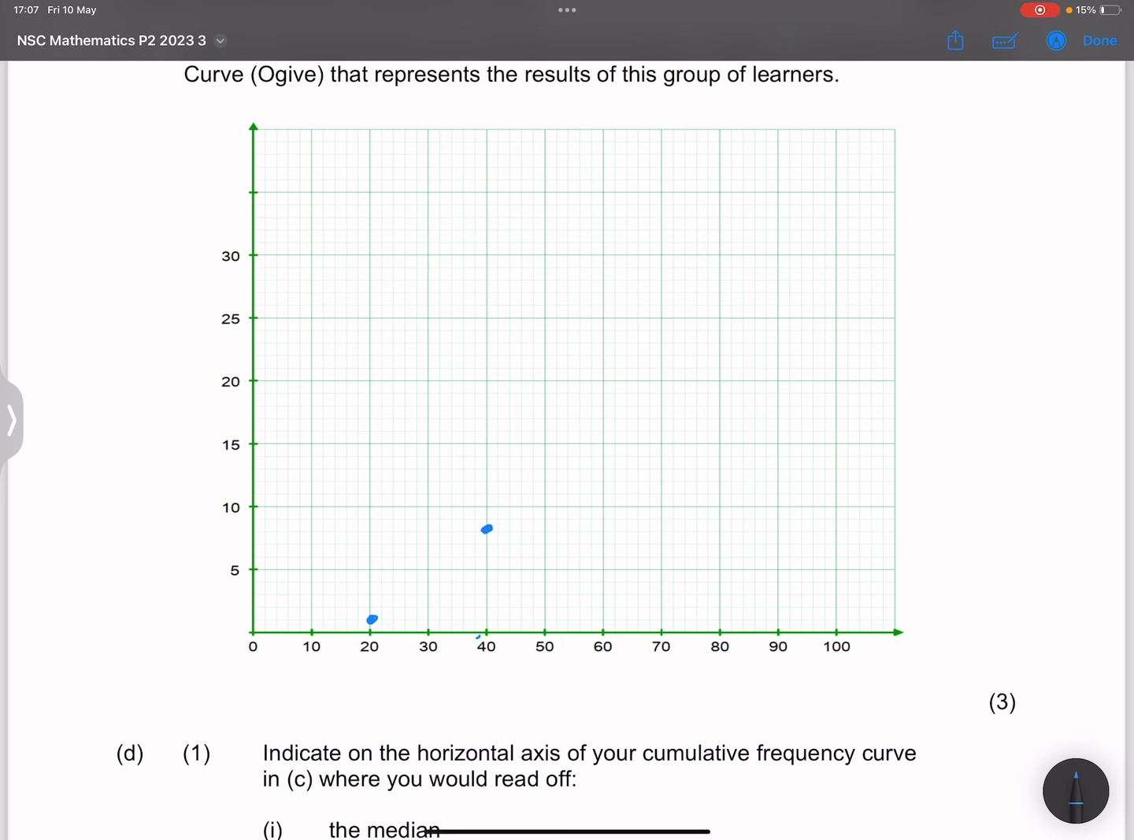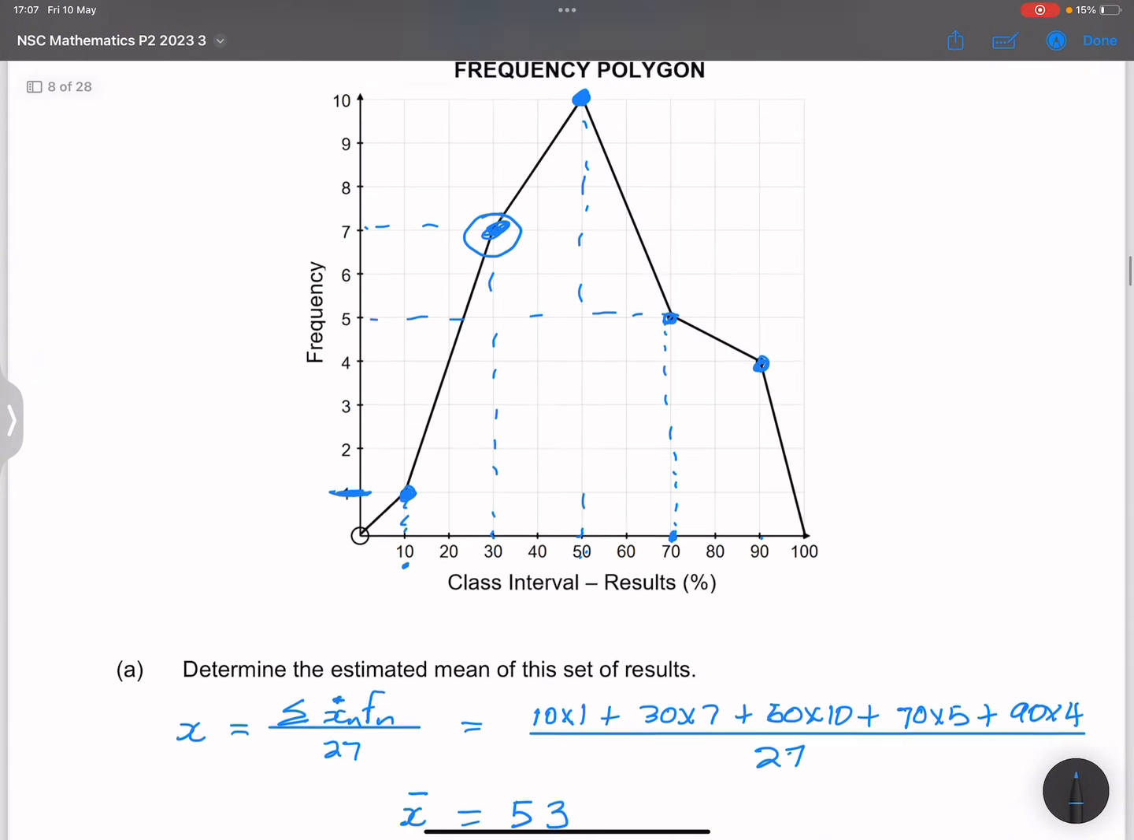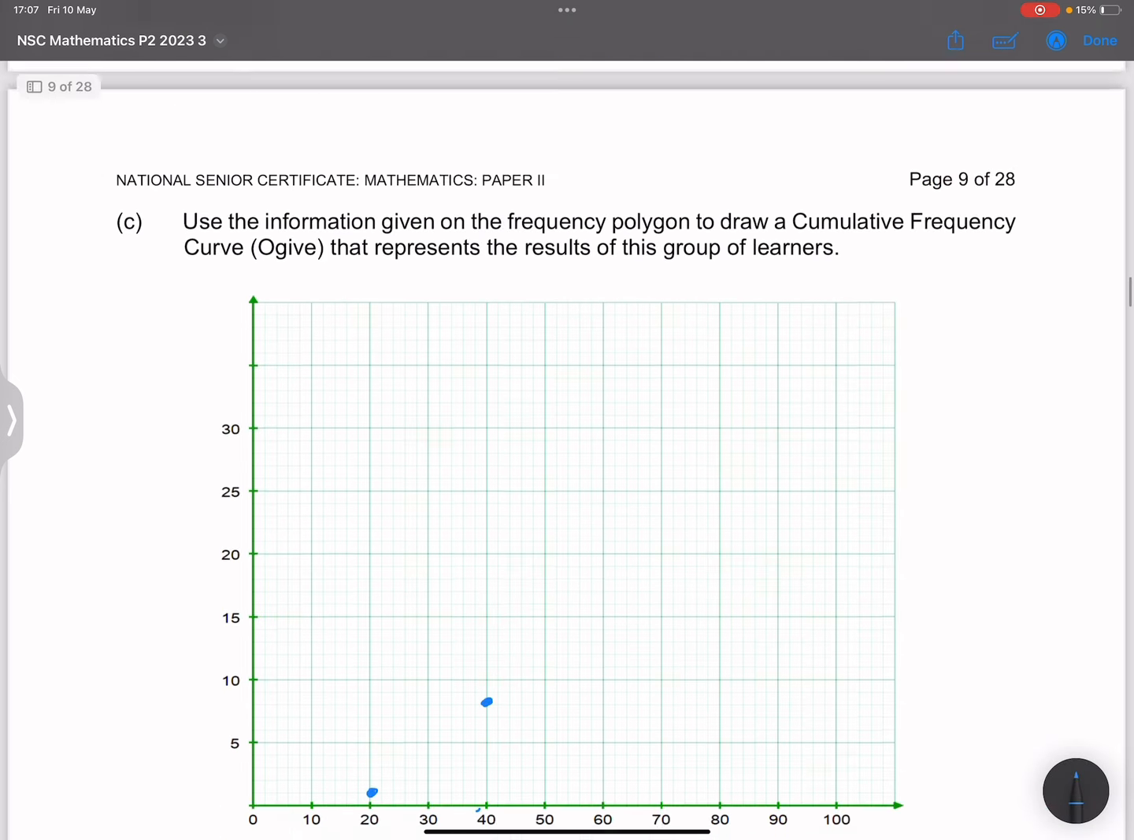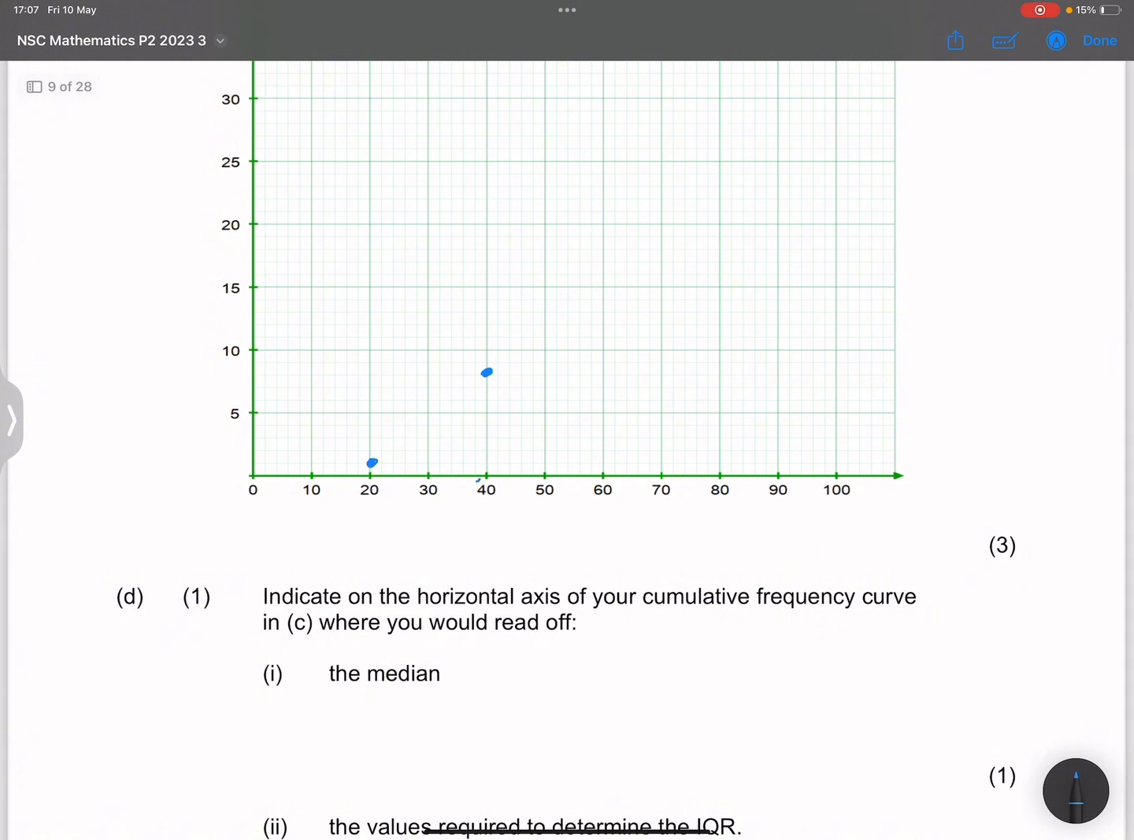And at 60, that's going to be the 8 plus the 10, which would give me 18. So that would give me 18 at 60. All right, so there we are. There's 18 over there, so that is at 60.